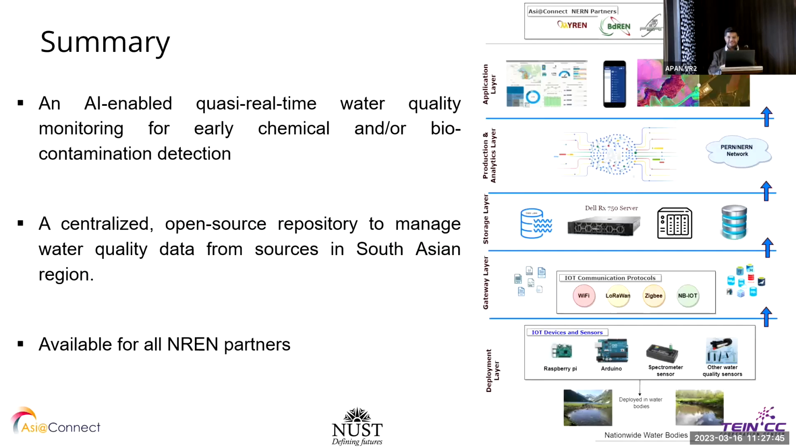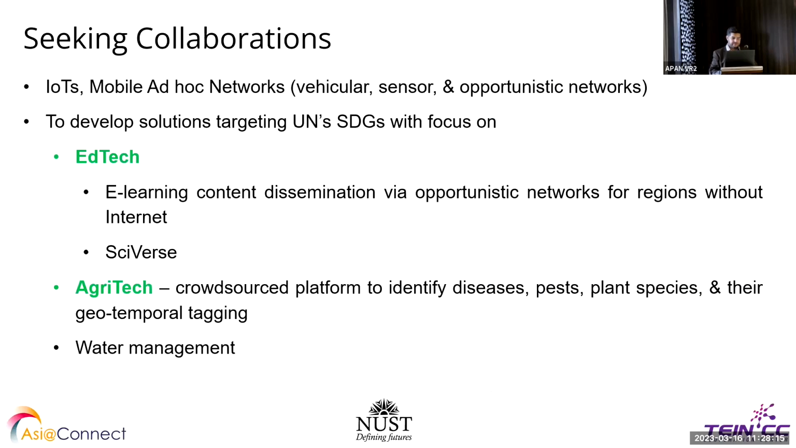So what is the expected outcome of the project? An AI-enabled quasi-real-time water quality monitoring for early chemical or biochemical detection. As impact, we want to develop a centralized open source repository to manage water quality data from sources in South Asian regions. Hopefully in future we can connect that with the UNEP so that they have access to the parameters of our region, and we will make this dashboard available to all NRIN partners within 3 months.